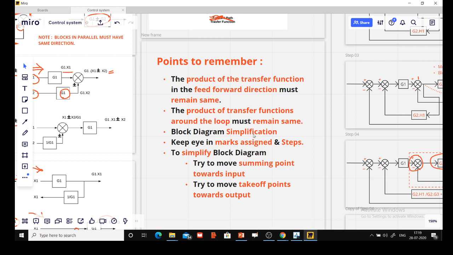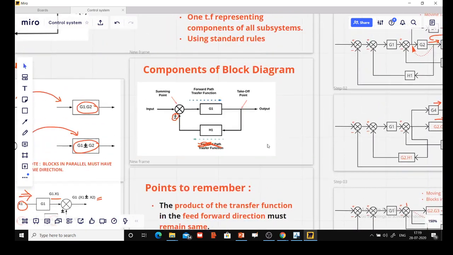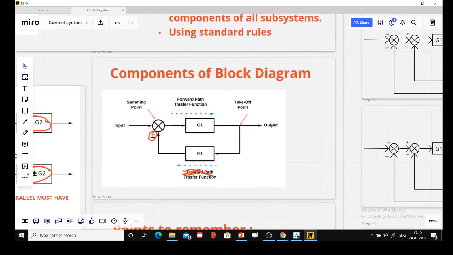Then again a very simple rule: to simplify a block diagram you can always try to move summing points towards the input and move takeoff points towards the output. Why is this so? We have seen the components of a block diagram. In the general block diagram structure, on the left hand side at the start there is always a summing point, and on the right hand side there is always a takeoff point. That is the basic structure of the block diagram.